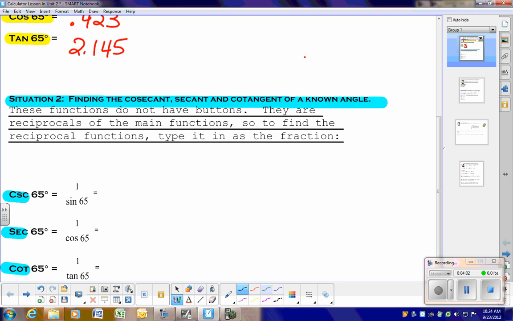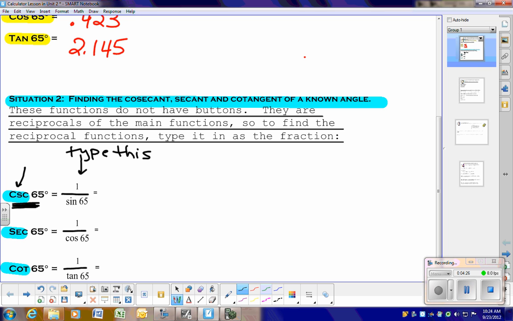However, we are smart, and we know that cosecant is the reciprocal of sine. So I'm going to relate it to its reciprocal function. Since cosecant is the reciprocal of sine, to find this, I can type in this.